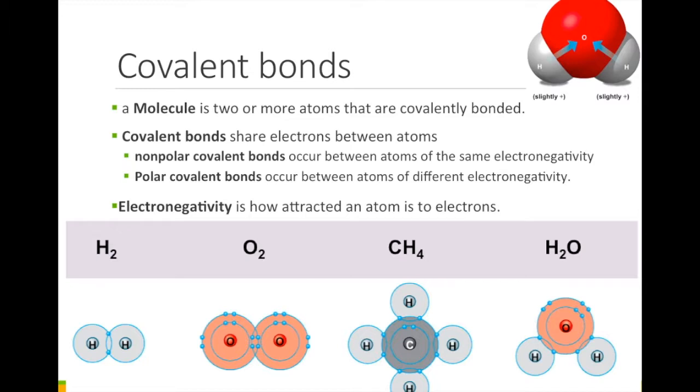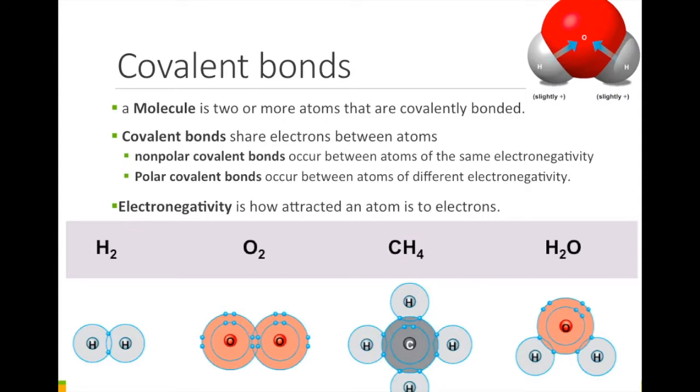Oxygen has 8 electrons. 2 in the inner shell, and then 6 in the outer shell. But the outer shell needs 2 more to get to 8 to be full and happy. So oxygen likes to do a double bond with another oxygen, sharing 2 pairs of electrons, or 2 covalent bonds with 2 hydrogens. Carbon has 4 empty spots in its outer shell, so it likes to form 4 covalent bonds.